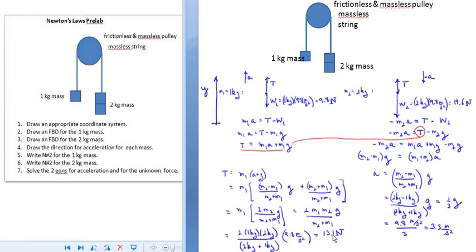Okay, so that's the prelab for the lab that we're going to do on Tuesday. I'd like you to be comfortable with this. I'm using Newton's second law from the last day or so of lecture in my class: acceleration is equal to net force divided by the mass.